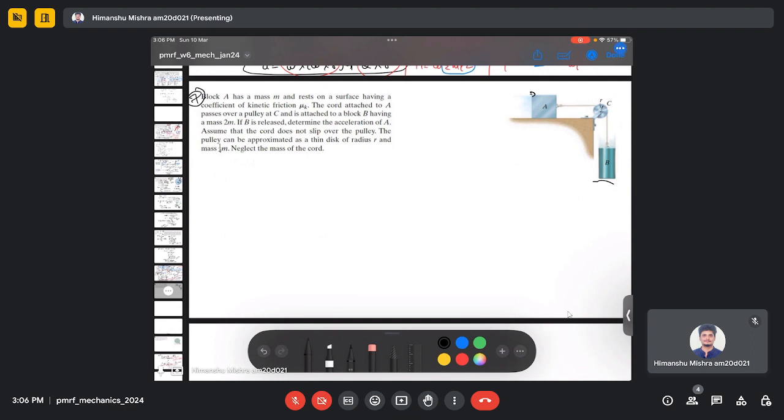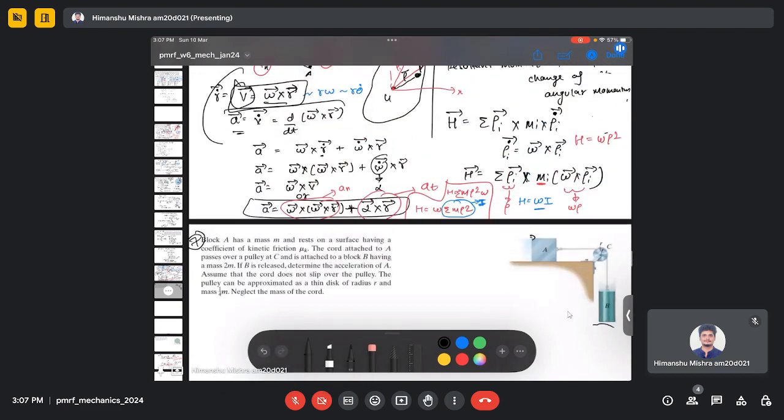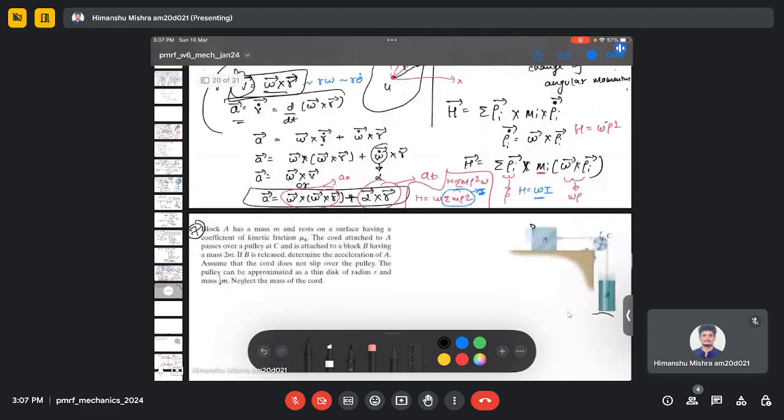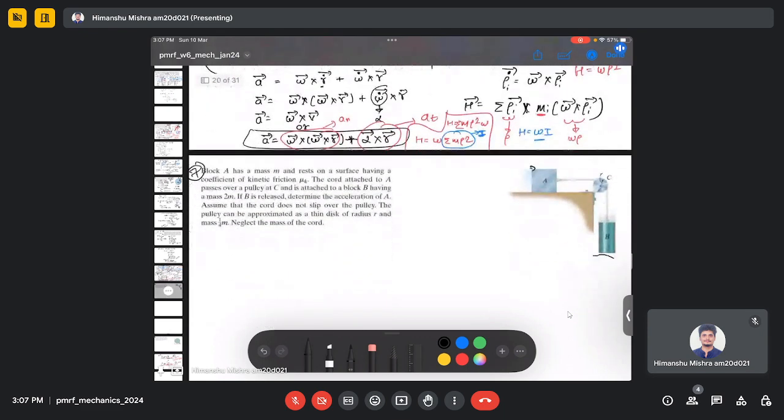So, hello everyone. In this tutorial, we will be solving some problems in continuation from the past one, where we solved the inertial problems based on linear momentum as well as angular momentum. We have covered linear momentum and a few problems from angular momentum as well.